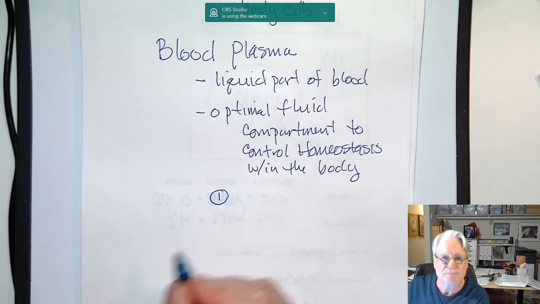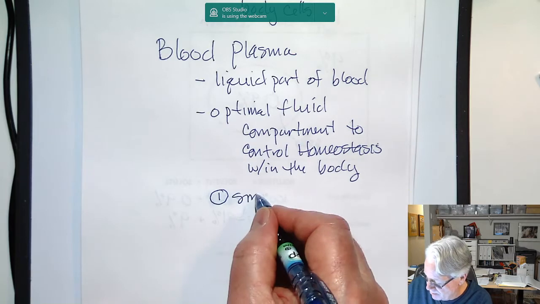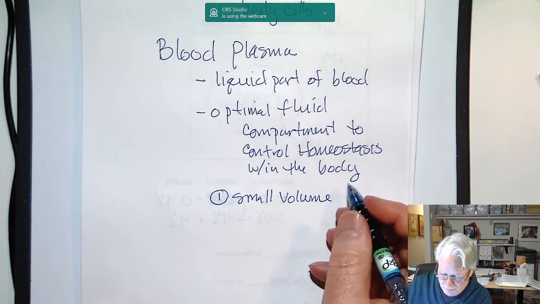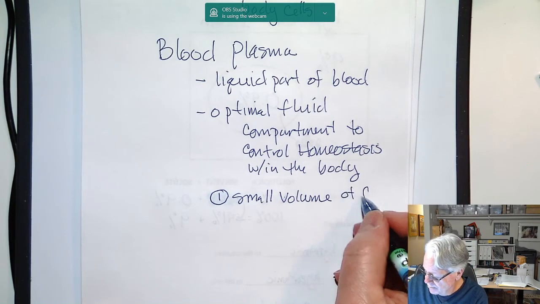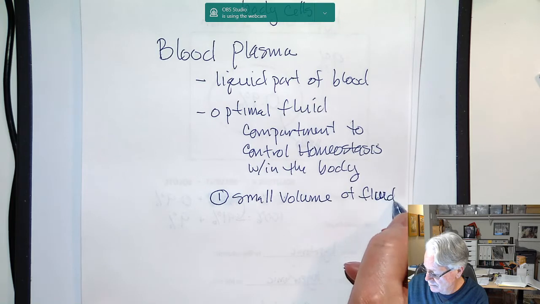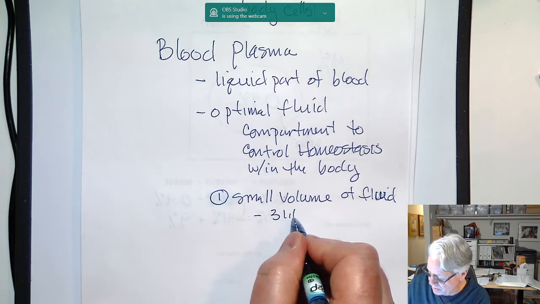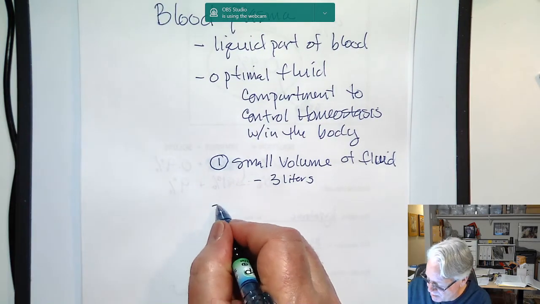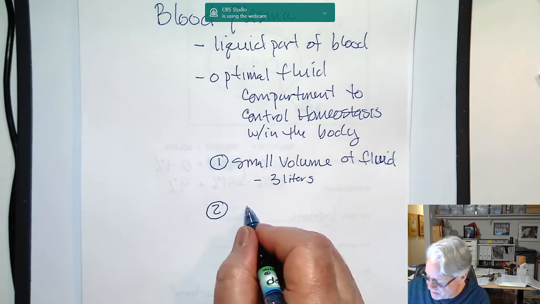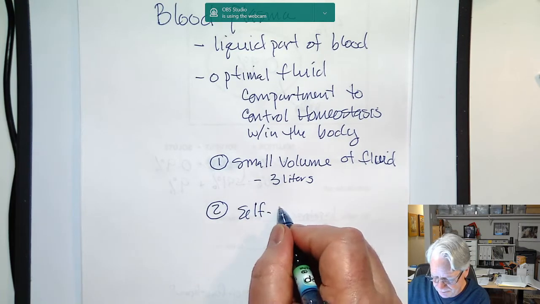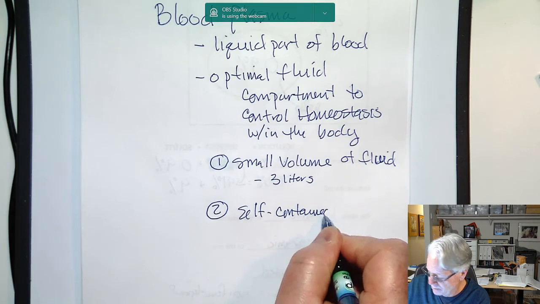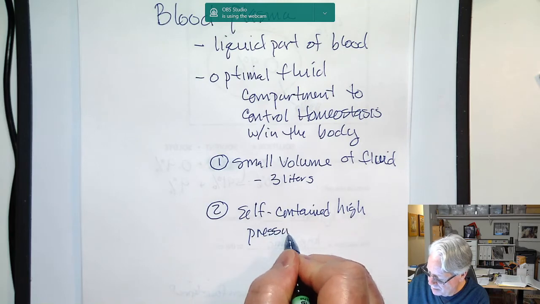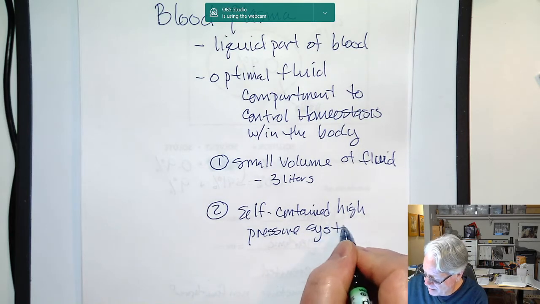Number 1, it is a small volume of fluid. Remember, that's 3 liters, not 42 liters. Okay? Small volume. Number 2, it's in a self-contained high-pressure system. And that is the circulatory system.